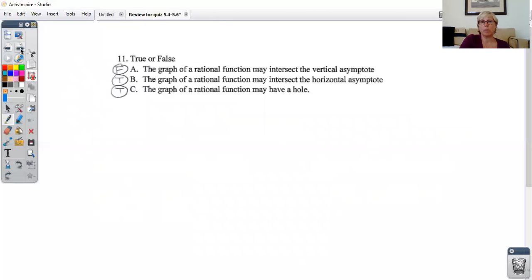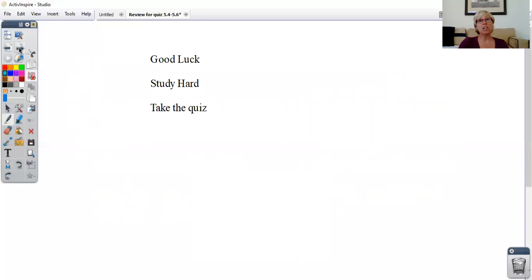Pretty straightforward problems. True and false, the graph of a rational function may intersect a vertical asymptote. No, never. The graph will never intersect or touch the vertical asymptote. It's closer and closer and closer, but will go off to positive or negative infinity. The graph may touch a horizontal asymptote, yes. And a rational function also may have a hole if you have a binomial factor in common in the numerator and the denominator. Okay, good luck and study.